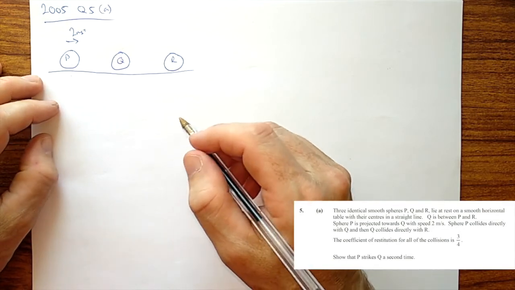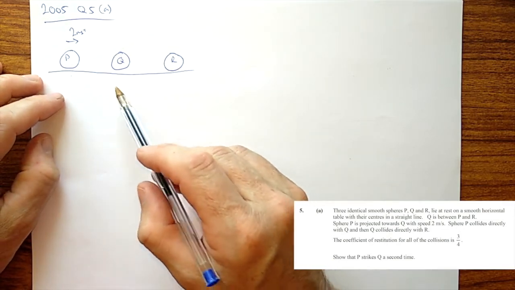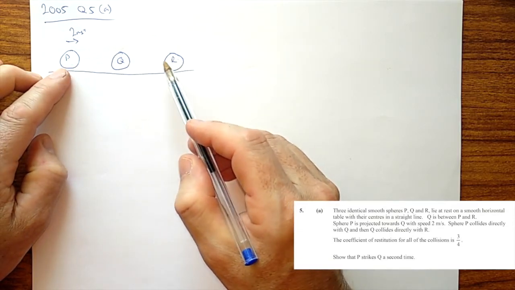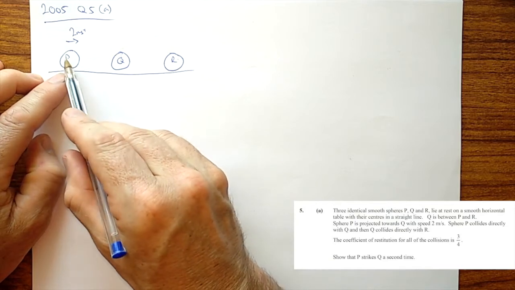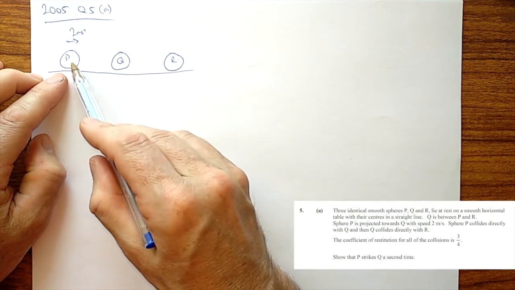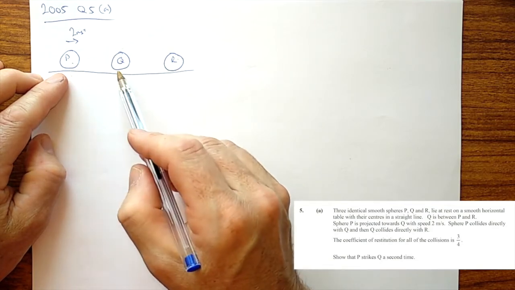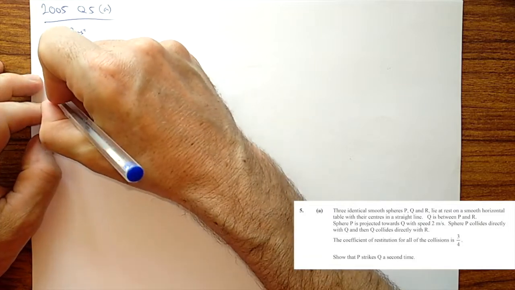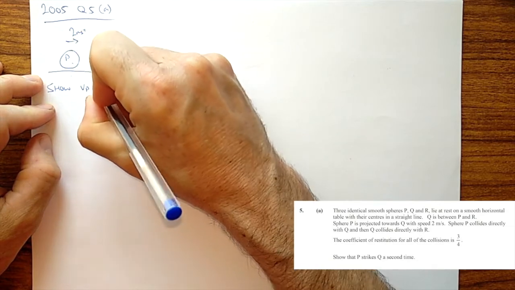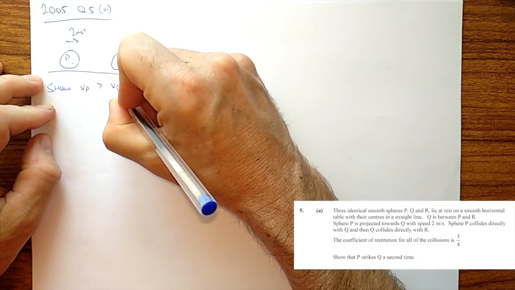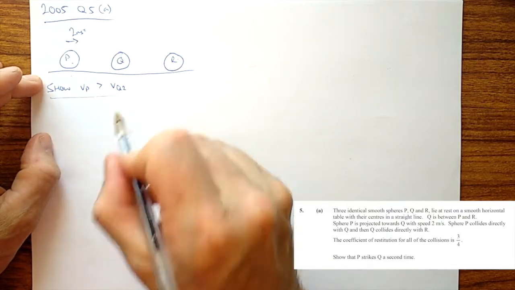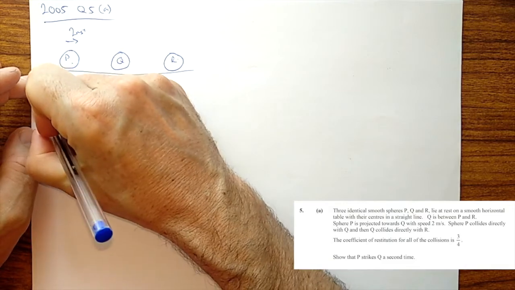Now, what are we going to do in the end? They want us to show that P strikes Q a second time. Essentially, P is going to hit Q and slow down. Q is going to hit R and slow down. We need to show that the final velocity of P is greater than the velocity of Q. Once P is going faster than Q, it's going to catch it up and hit it. So we need to show that VP is greater than VQ2, and it's 2 because it's the second collision. That's the goal. So, collision 1.